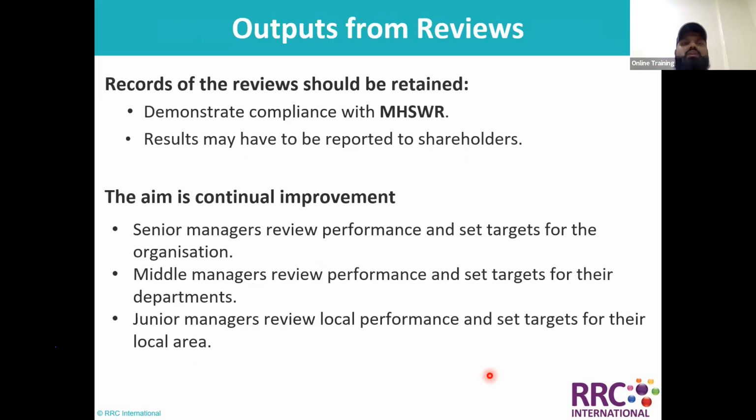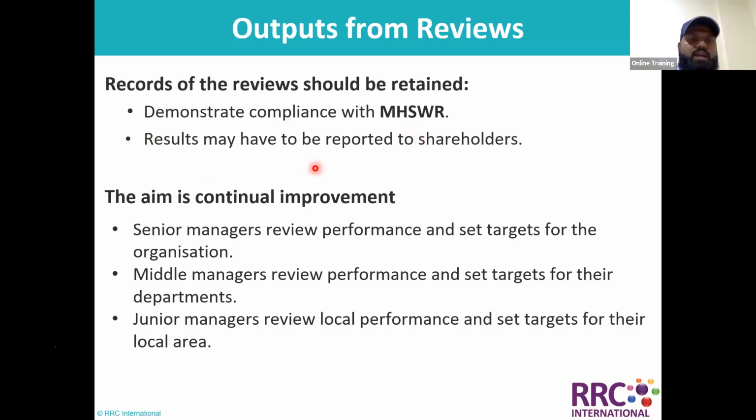Then what do we get from the reviews? What are the outputs and outcomes of the reviews? First of all, records of the reviews should be retained. You have to retain them. Then demonstrate compliance with the Management of Health and Safety at Work Regulations. Whatever your regulations are, you will be demonstrating that you are meeting your requirements.